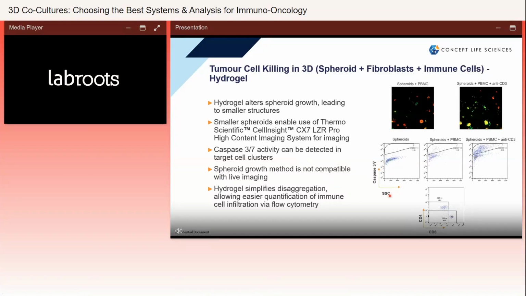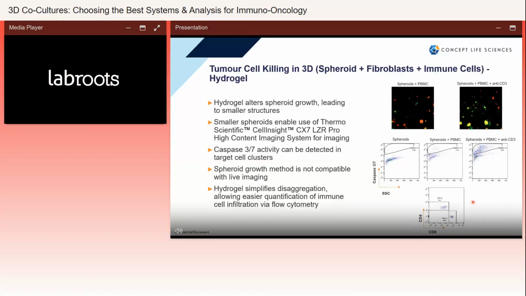And when we look at the spheres themselves, so just spheres alone, there's not very many dead cells at all. So there's none really apoptotic. With incorporation of PBMCs, we do lose a few; cells are dying. But then when we add the anti-CD3, similar to what we get in the picture above, a lot of the cells are starting to show signs of death and apoptosis.